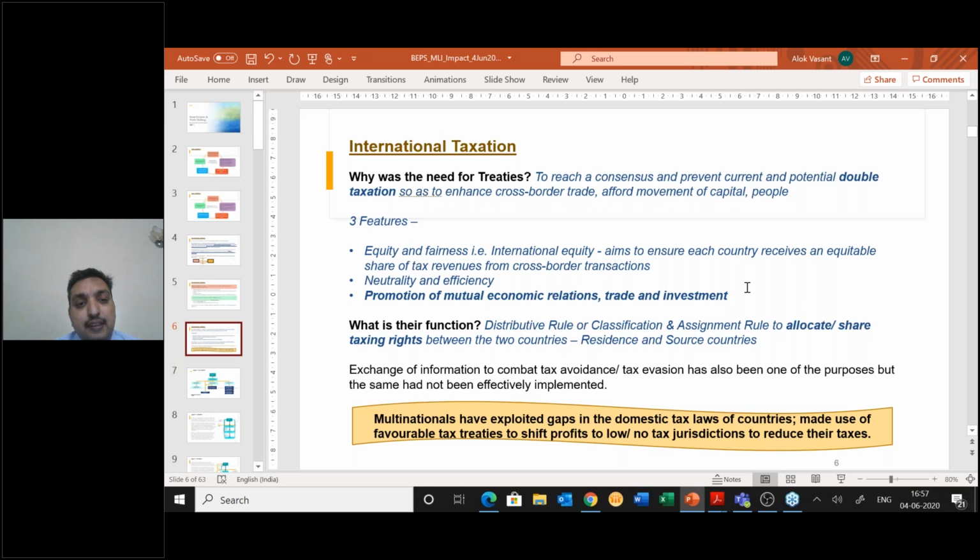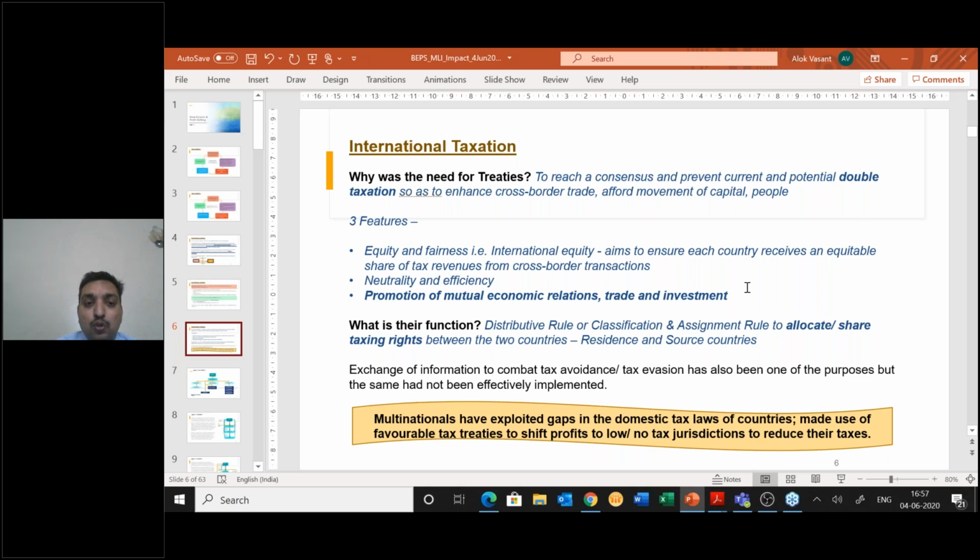And one of the other functions of the treaty was exchange of information to combat tax avoidance and tax evasion. Even though this was one of the stated purposes of the treaty, it was never implemented in the right manner because the countries were more keen on attracting investments and businesses. And even though this was one of the objectives, there was no mechanism to actually gain information about what kind of tax avoidance or evasion strategies were being utilized by multinational enterprises.